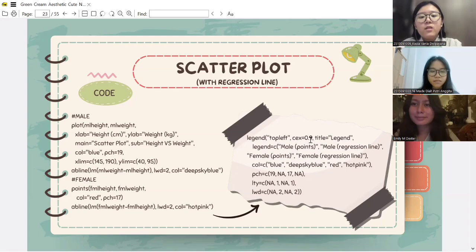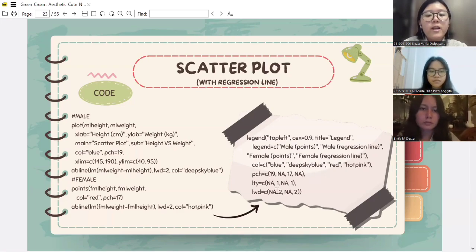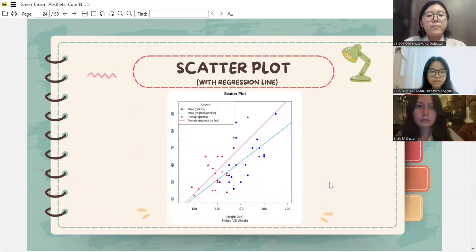As for the legend, we can add a legend for the male regression line and female regression line, and then we can create the pch, line style and line width. And here NA means no point, meanwhile here NA means no line. Now here is the graph.